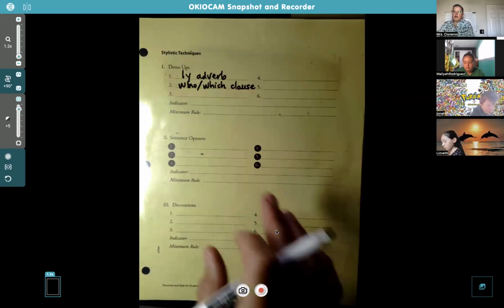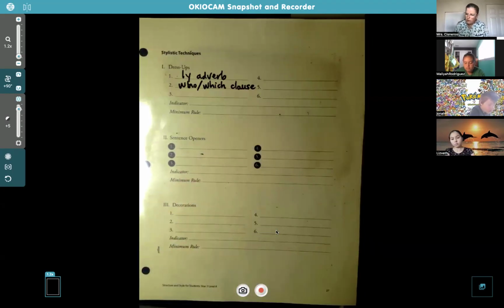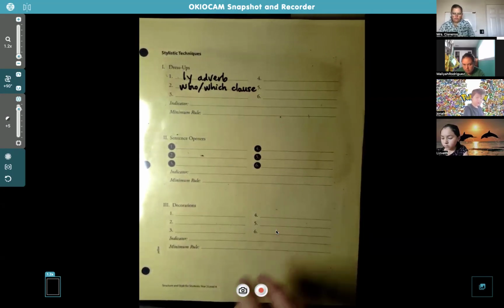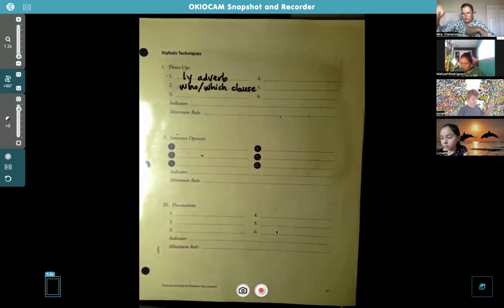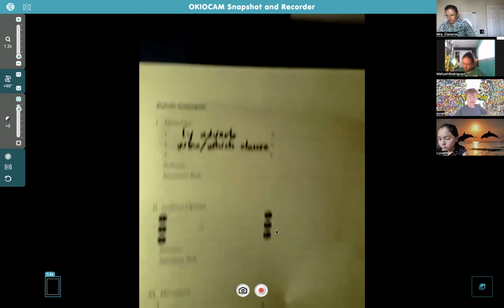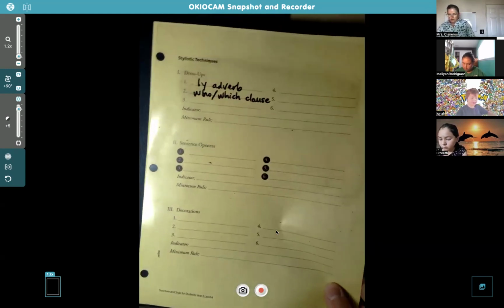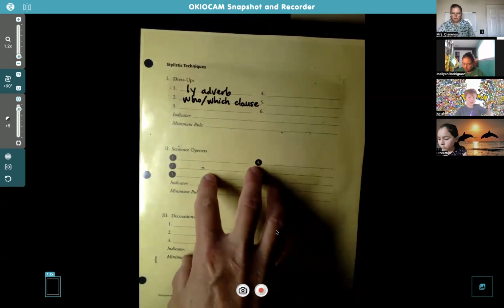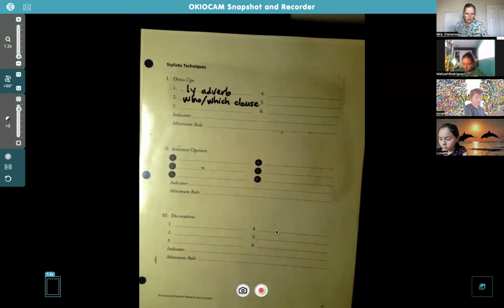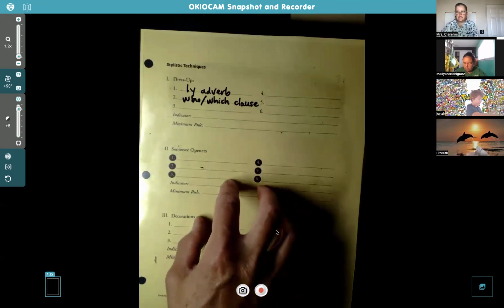And then after you write who, which clause, this yellow page goes behind the stylistic techniques tab. So look at your binder toward the back, the one that says stylistic techniques. Put this yellow page back there. Make sure you open the rings with the tabs and stick it in there. Do I do both the yellow pages? Just this one. The other yellow page goes in a different spot. This one goes in stylistic techniques.